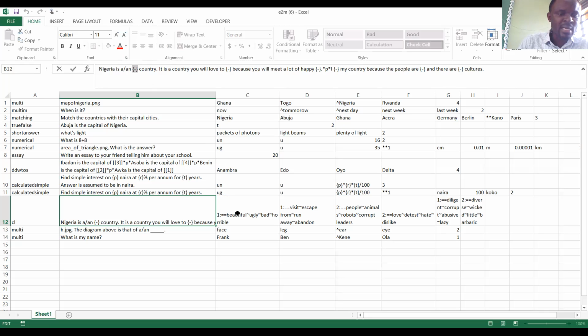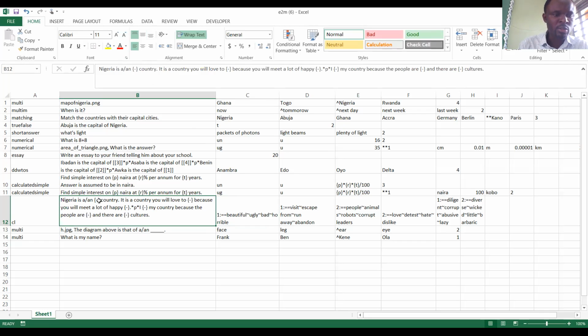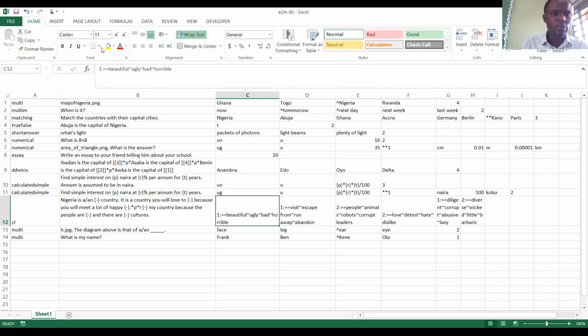What does that mean? It means that at this point, you should have a sub question. There is a sub question here: Nigeria is a or an country. And what are the options for this sub question? You have that in the very first column after the question column. So let's look at the options for the first sub question of our closed question. Beautiful, ugly, bad, horrible. So one is the correct answer for the first gap.